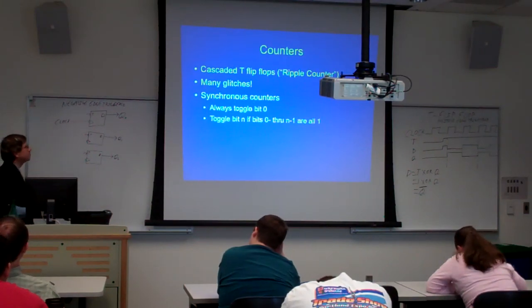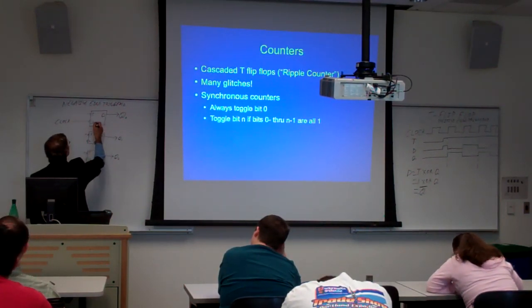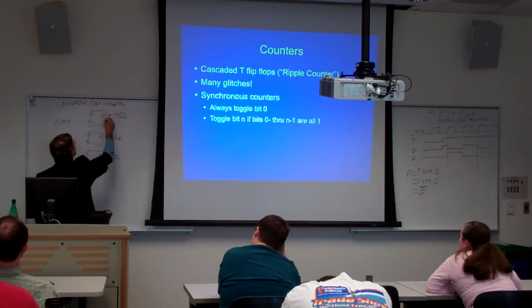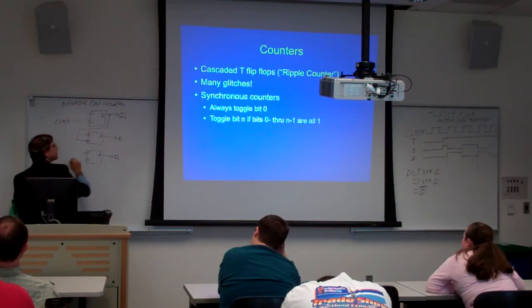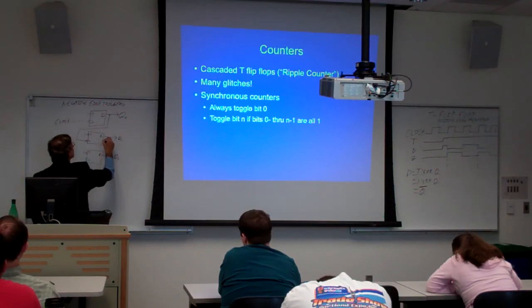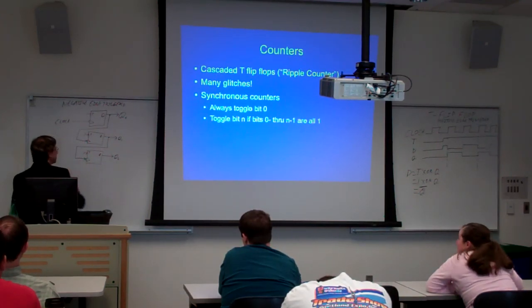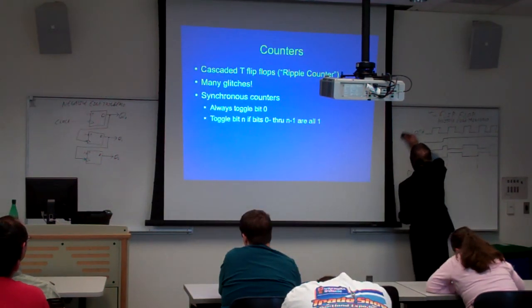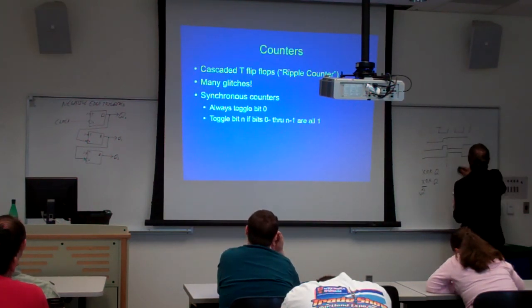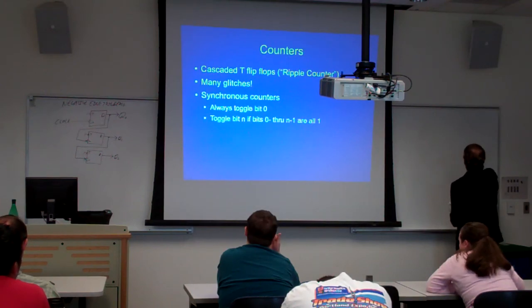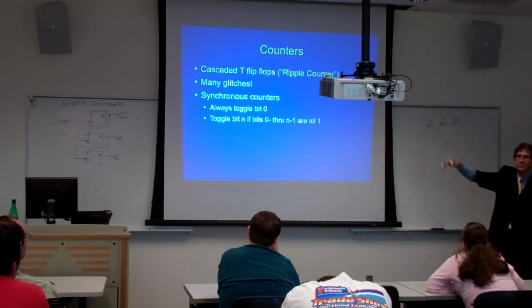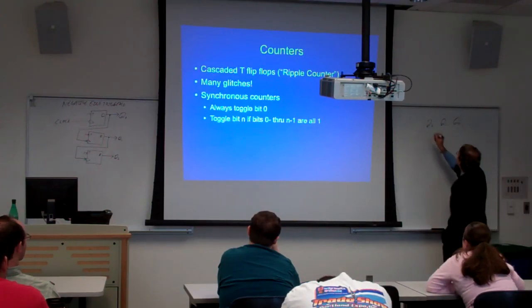Okay, so those are negative edge trigger devices. So I'm going to have a clock going into my first toggle flip-flop. I'm going to take the output, send it into the clock in the second flip-flop. I'm going to take the output of that, send it into the clock for the third. Assume that all these flip-flops are zero originally. That's kind of where they power up.